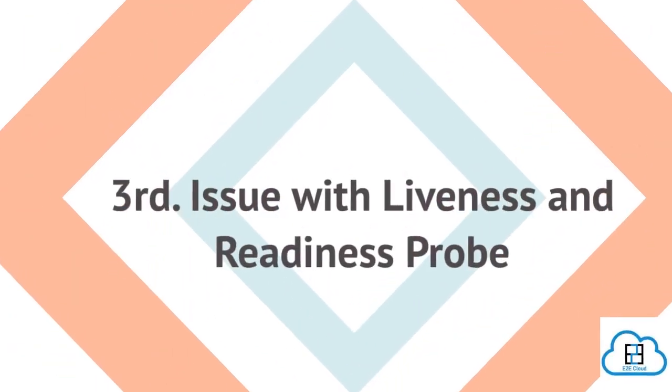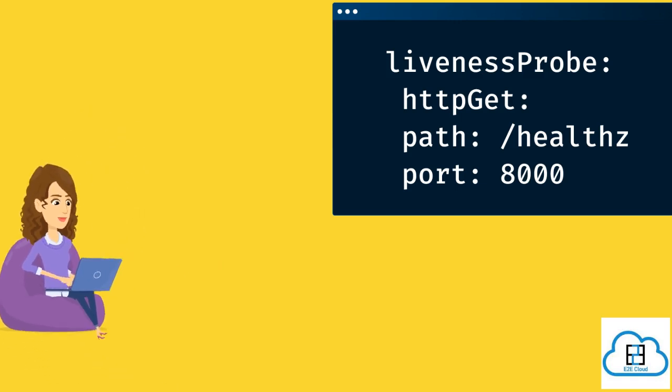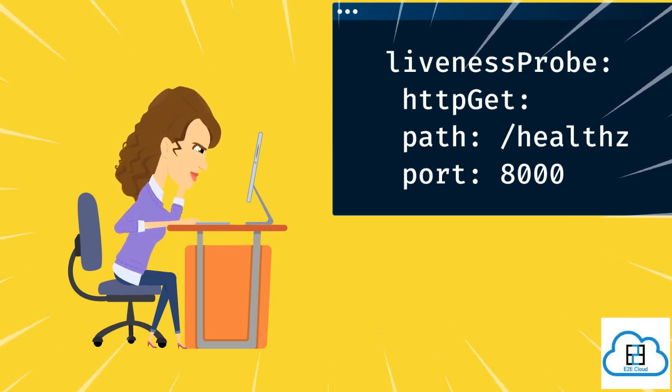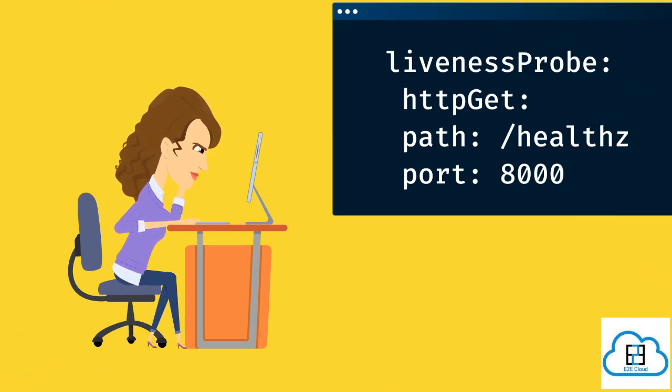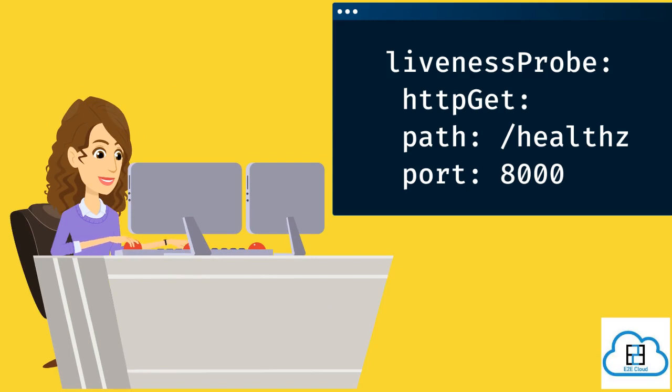Third, issue with liveness and readiness probes. Remember, just because your application container is running doesn't mean that it is working. Essentially, liveness or readiness probes will periodically perform an action to confirm that your application is working as intended. If the liveness probe fails, Kubernetes will kill your container and create a new one. If the readiness probe fails, that pod will not be available as a service endpoint, leading to errors.